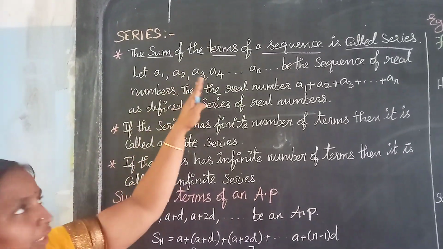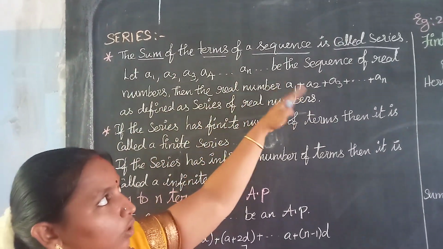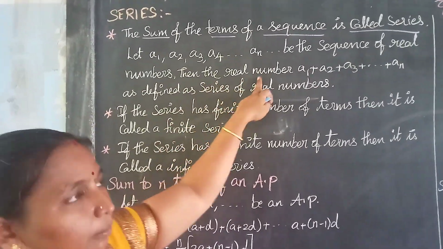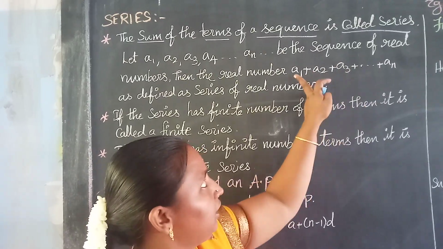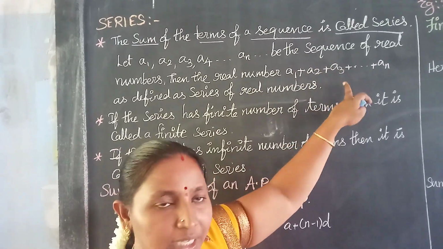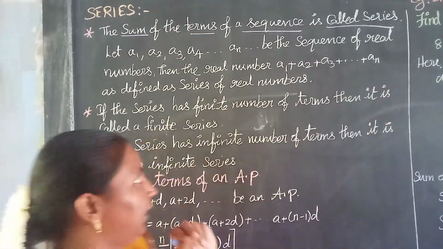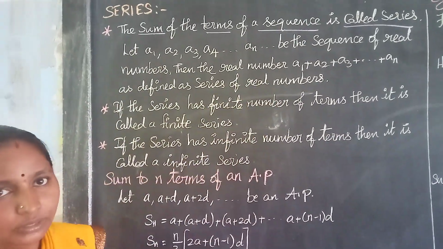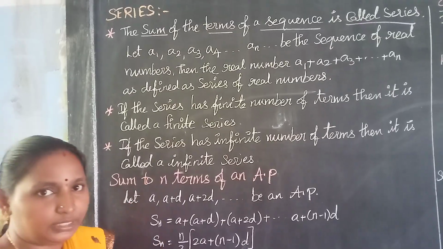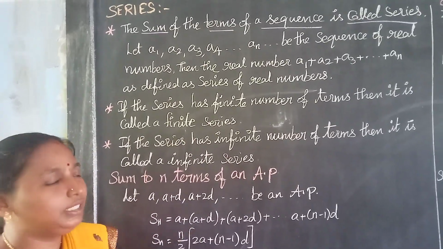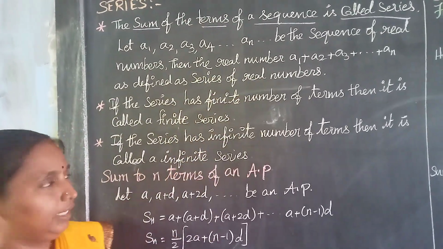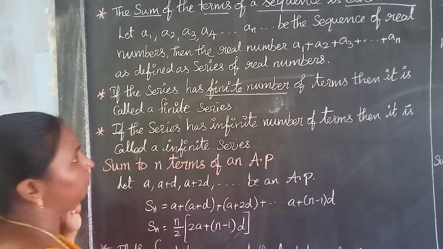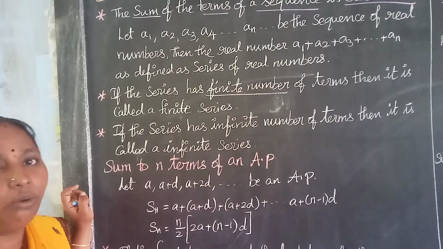Let A1, A2, A3, A4 and so on, An and so on be a sequence of real numbers. Then the real number, that is, we are going to sum this: A1 plus A2 plus A3 plus and so on, An is defined as the series of real numbers. So if you add the terms of a sequence, you will get a real number, that is called a series of real numbers.